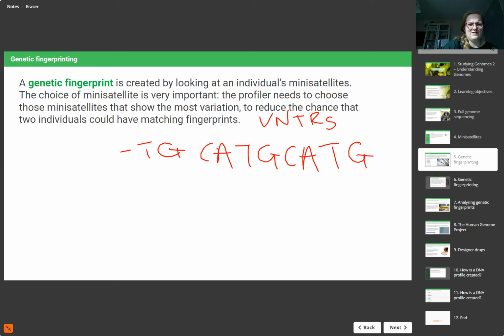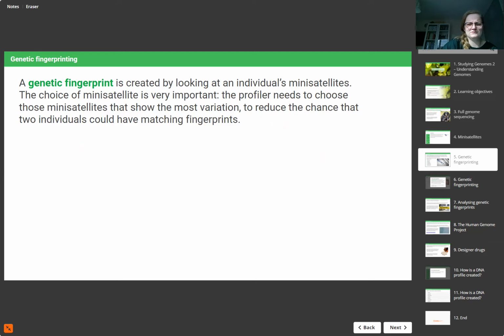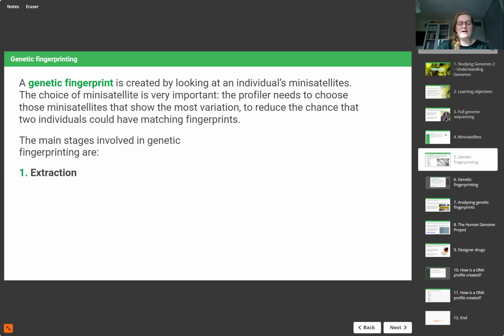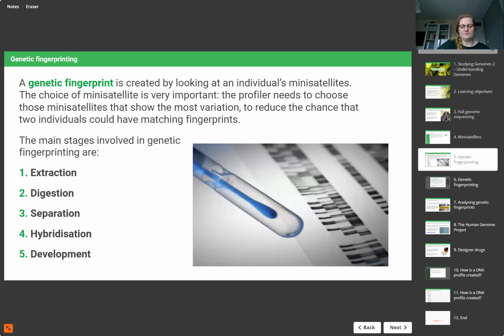So let's just move all this off. So the main stages involved in genetic fingerprinting are these. Extraction, we need to extract the DNA. Digestion, separation, and hybridization. And then finally development. So we're going to look at those stages, and we'll have a more in-focus look at these in a bit. So that's the basis of how they have these 5 main stages. So we have to extract, digest, separate, hybridize, and then develop them.